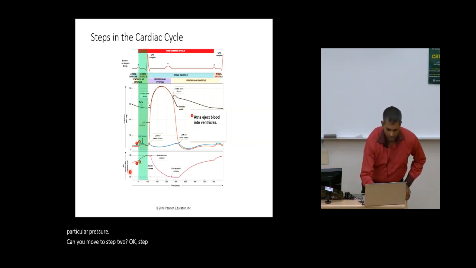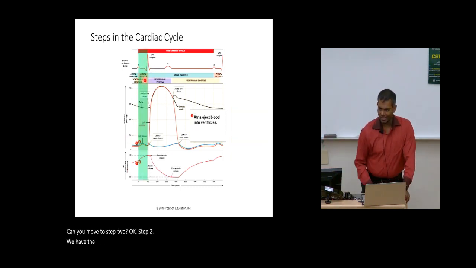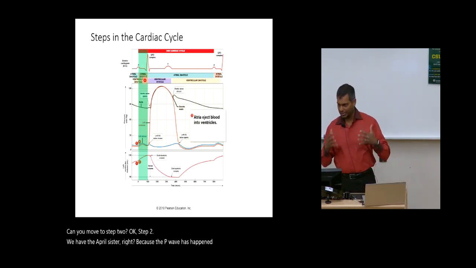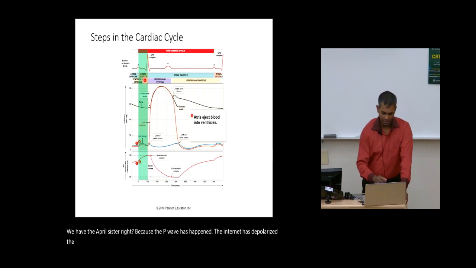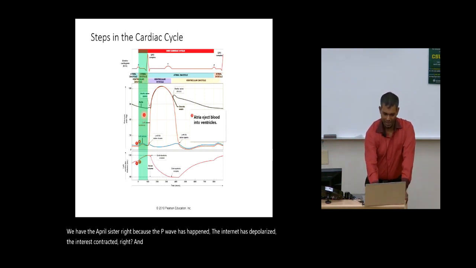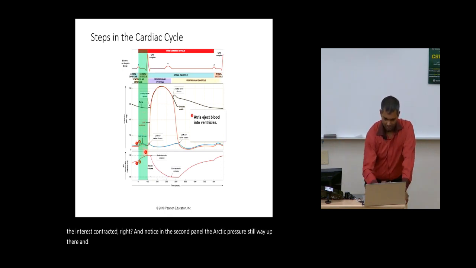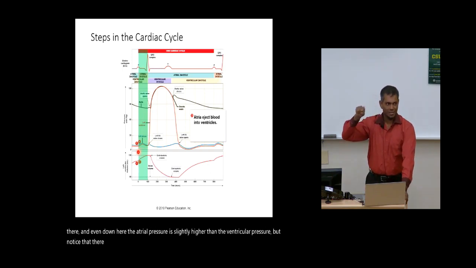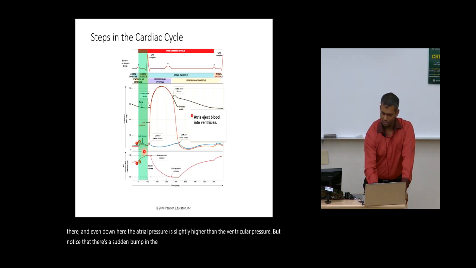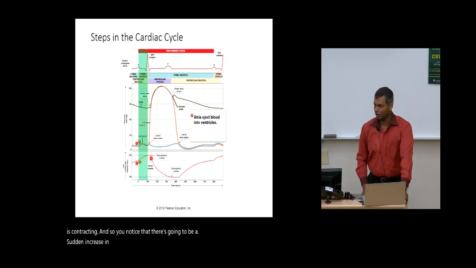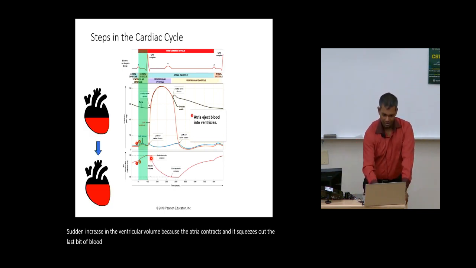Okay, step 2. We have the atrial systole, right? Because the P wave has happened, the atria has depolarized, the atria has contracted, right? And notice in the second panel, the aortic pressure is still way up there. And even down here, the atrial pressure is slightly higher than the ventricular pressure. But notice that there's a sudden bump in the atrial pressure, right? That's because the atria is contracting. And so you notice that there's going to be a sudden increase in the ventricular volume because the atria contracts and it squeezes out the last bit of blood in it into the ventricle.